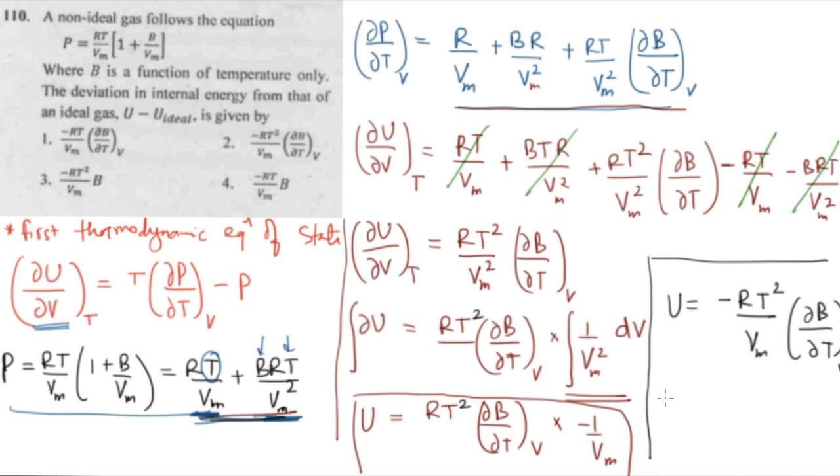How? Because you know that for an ideal gas, the internal energy is actually equal to 0. So if you want to calculate u minus u ideal, and u ideal is 0, then basically u minus u ideal will be the same as the value of u. That means this, that is minus RT square by Vm del b by del t at constant v. So what should be the answer? The answer should be your option number 2. So that's how you have to do this question.